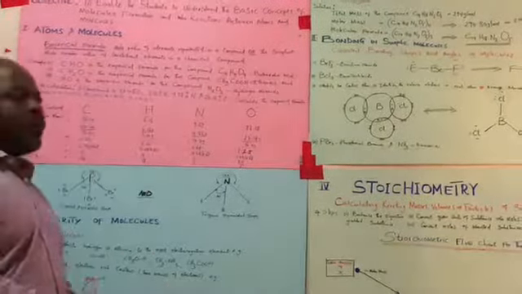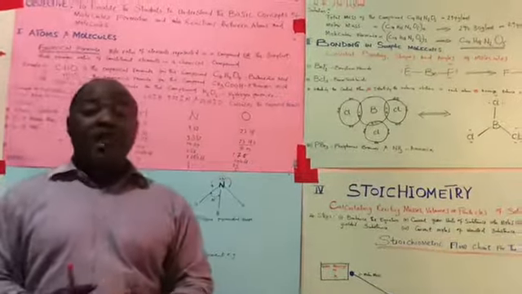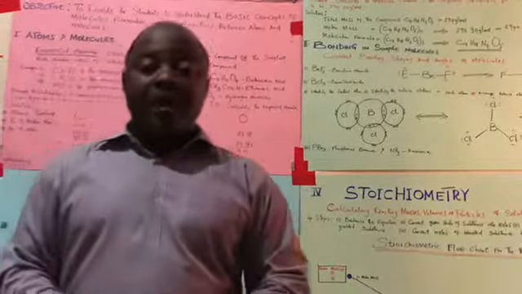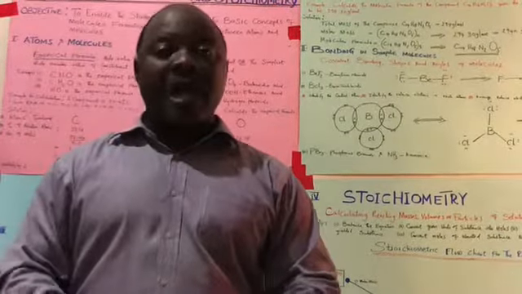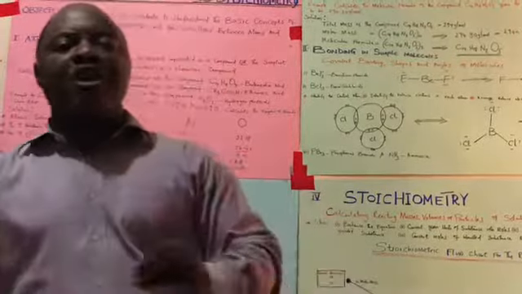Take for example covalent bonding. Covalent bonding is a type of chemical bonding that occurs as a result of the sharing of electrons.